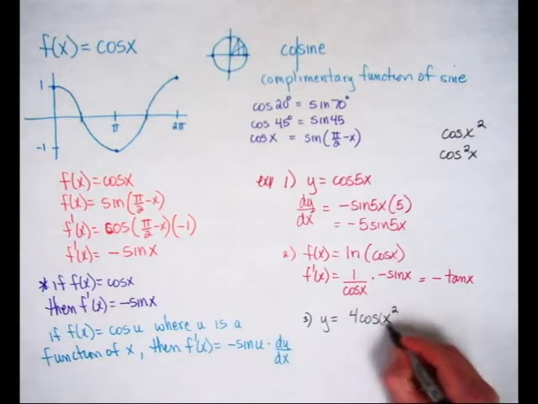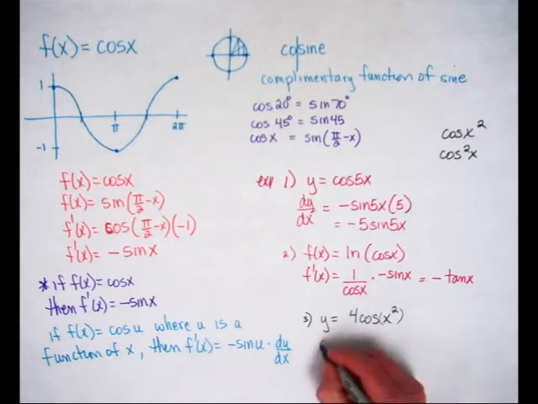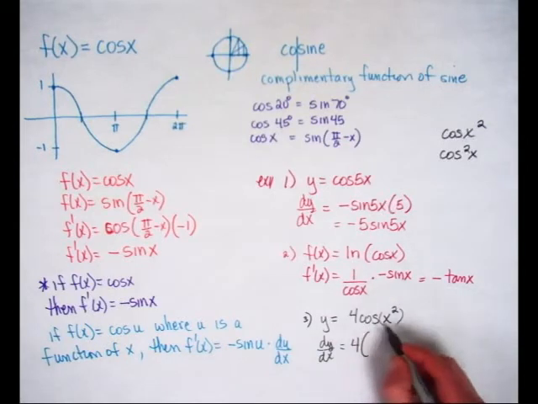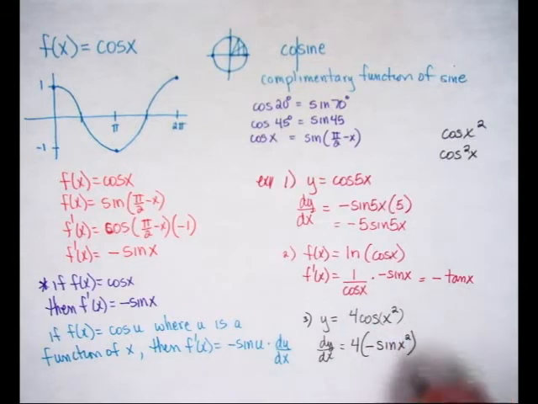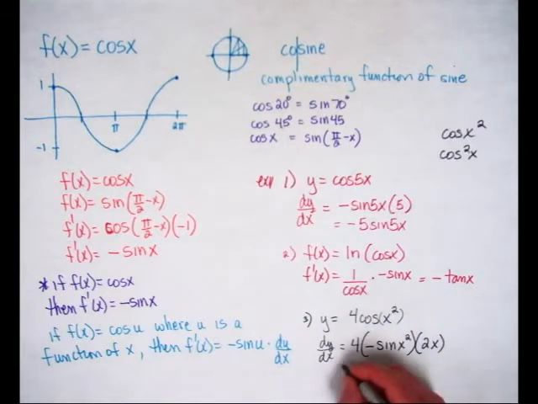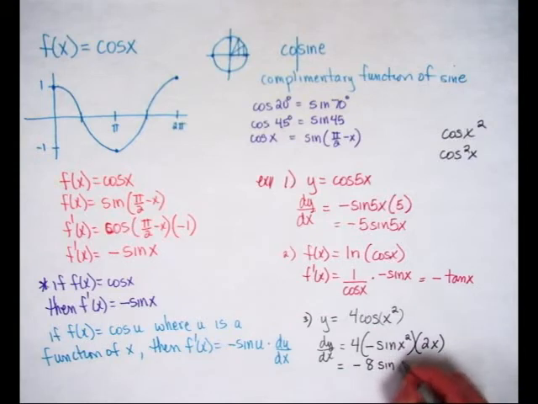So in this case, the argument is the x squared. So our derivative, dy dx, would equal, the 4 is just a constant, so it would just stay out front. Then we would take the derivative of cos x squared, which would be negative sine x squared. And then, of course, we have to multiply by the derivative of the argument. And then if you wanted to just write that a little bit simpler, we could combine all the constants out front and just go negative 8 sine x squared.